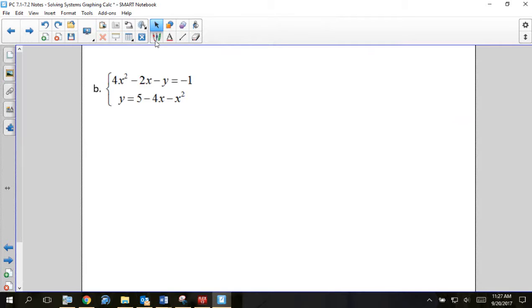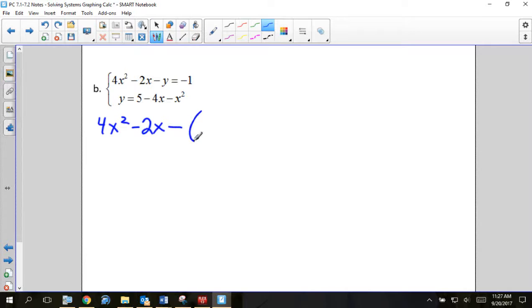When you look at B, would you do this by elimination or by substitution? Because it already says y equals, so we're going to substitute what y equals of the bottom one into the top one. So we'll do 4x squared minus 2x minus parentheses 5 minus 4x minus x squared close parenthesis equals negative 1. So we use substitution.